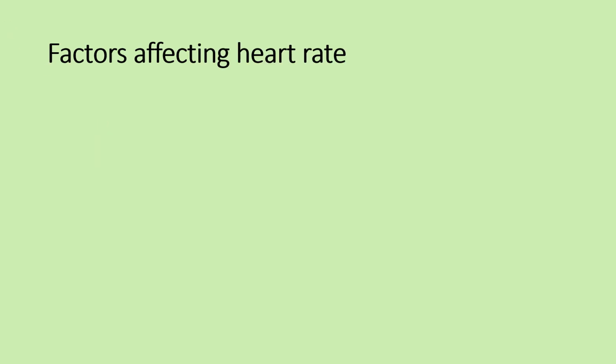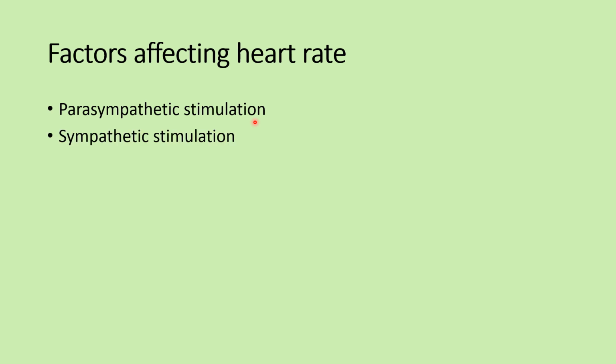Factors affecting heart rate. Parasympathetic stimulation, that means vagal stimulation, decreases the heart rate. So cardiac output decreases. Sympathetic stimulation increases the heart rate. So cardiac output increases.